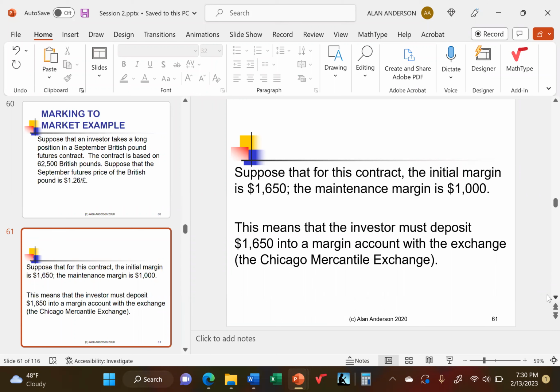If the value of your maintenance, your margin account ever falls below $1,000, you would receive what's called a margin call, and you'd have to not only put enough money in to bring you back to the maintenance of $1,000, but for the initial margin of $1,650. So, all right, let's see.